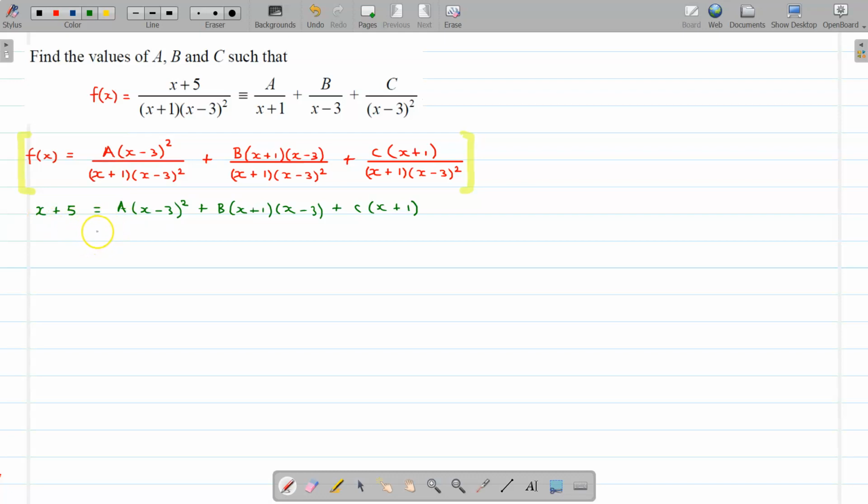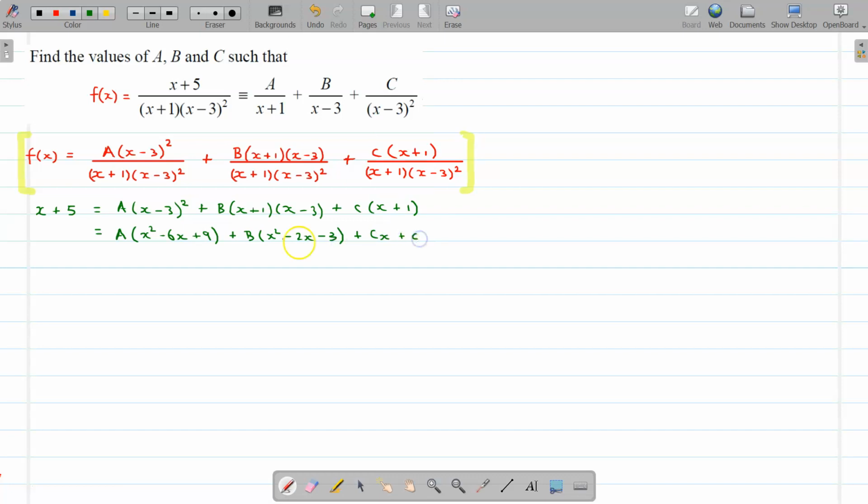So what I'm going to do is work on this like this. I'm going to say that that's a times x, so this is x squared minus 6x plus 9, you see. The second part is going to be b times x squared, and we're going to have plus 1x minus 3x, so it's minus 2x. We've also got minus 3. And then we've got cx plus c.